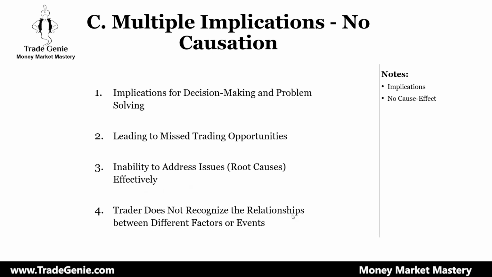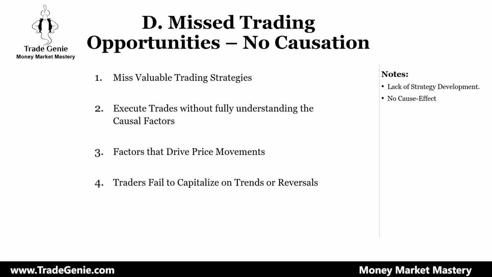A trader like this does not recognize the relationship between different factors or events. His mind does not comprehend the different factors or events and how the market works. This is the kind of trader most of that 70% of traders are like. They miss trading opportunities, with no causation. They miss valuable trading strategies, not applying trading strategies, not thinking enough.